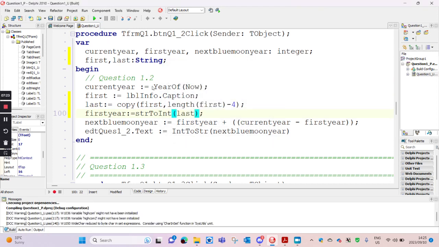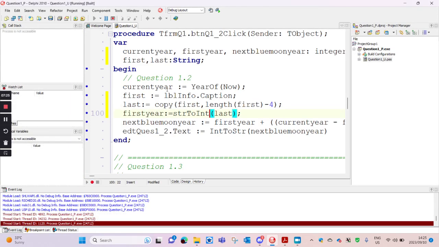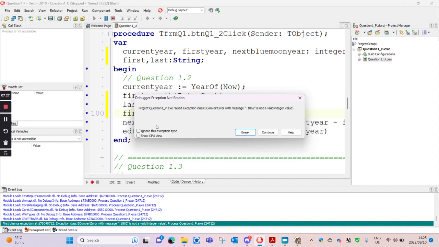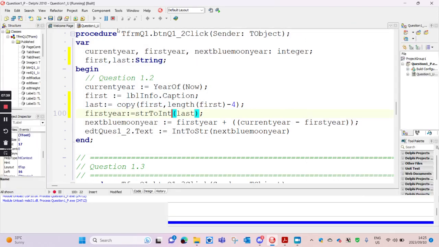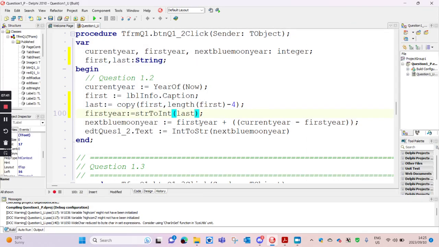Alright, let's quickly run this thing. Let's just see what this does. Select this button. Eish, error. Now it says the colon 1862 is not a valid integer. What went wrong? Who can help me? What did we not do? What did we do wrong?